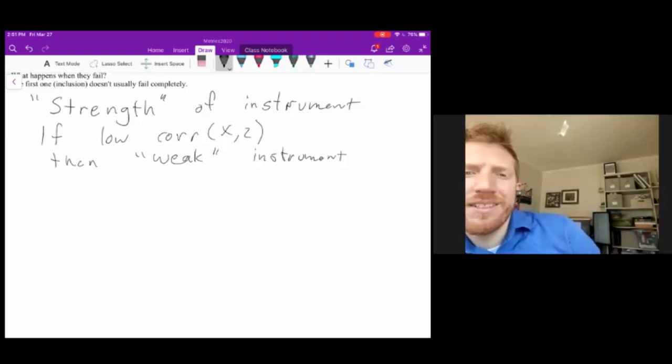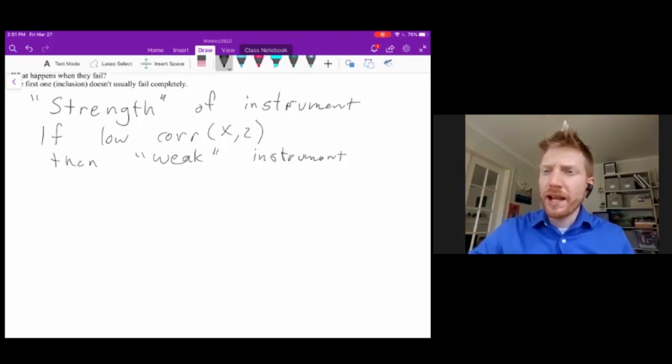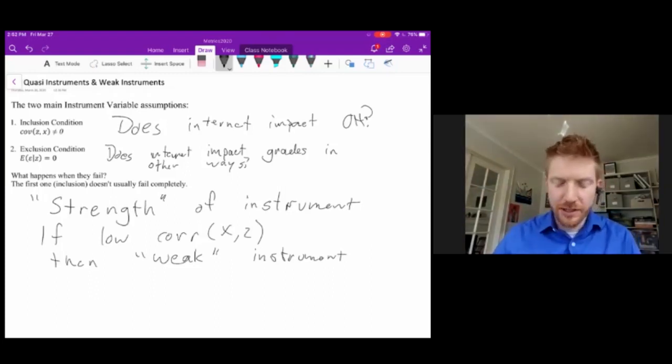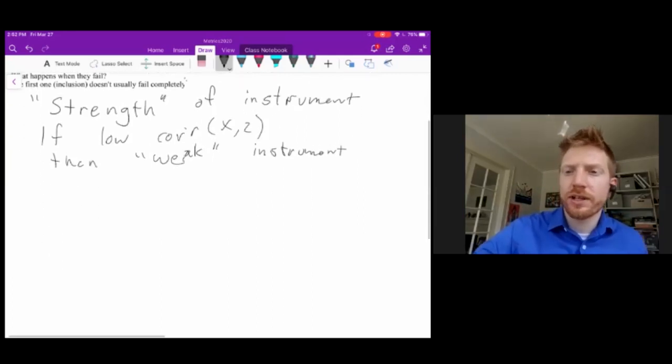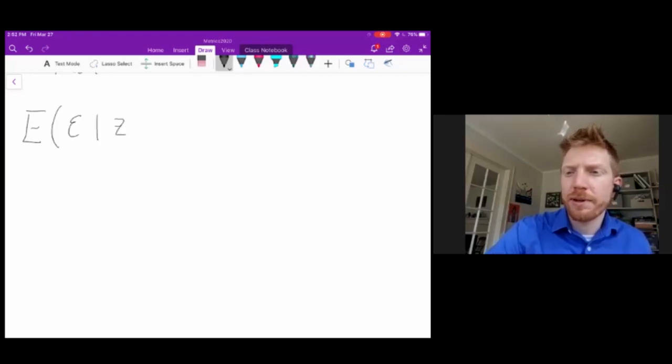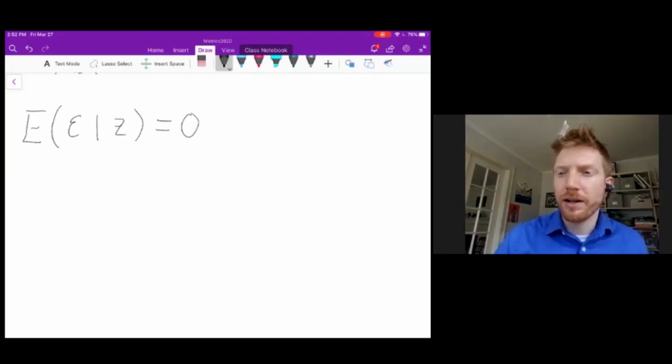The next way that this can fail is... First, we talked about the inclusion restriction. The next way that this could fail is the exclusion condition. So the exclusion condition is that the error term needs to be independent of our instrument.